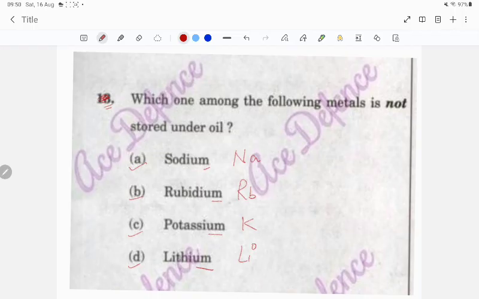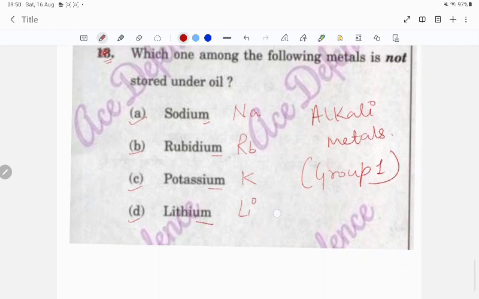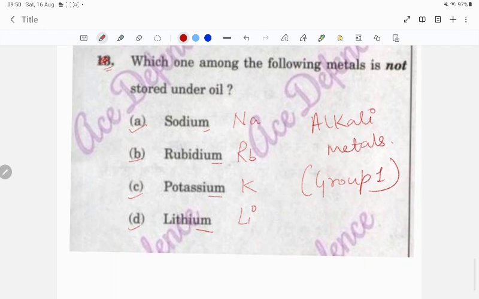What are these? These metals are called alkali metals also. You must have heard about alkali metals as well, read about it somewhere, right? Alkali metals are metals which are highly reactive, and you call them group 1 metals also. Why group 1? Because everyone has one electron in the outermost shell.